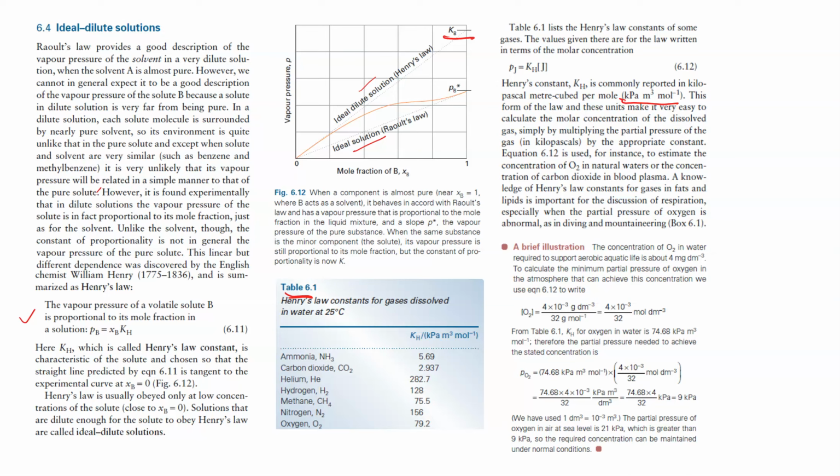And let's take a look briefly at this illustration, where we see the concentration of oxygen in water required to support aerobic aquatic life is about 4 milligrams per decimeter cubed. To calculate the minimum partial pressure of oxygen in the atmosphere that can achieve this concentration, we use Equation 6.12 to write the following.